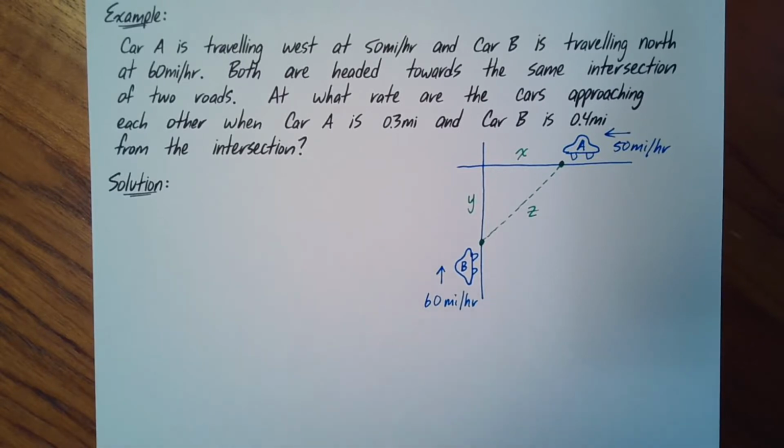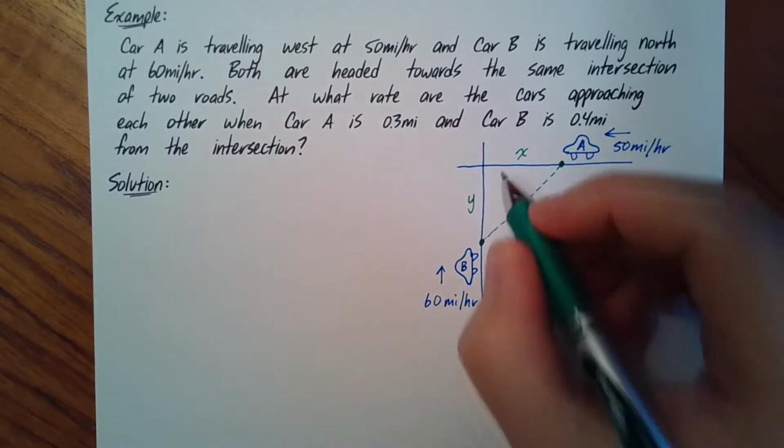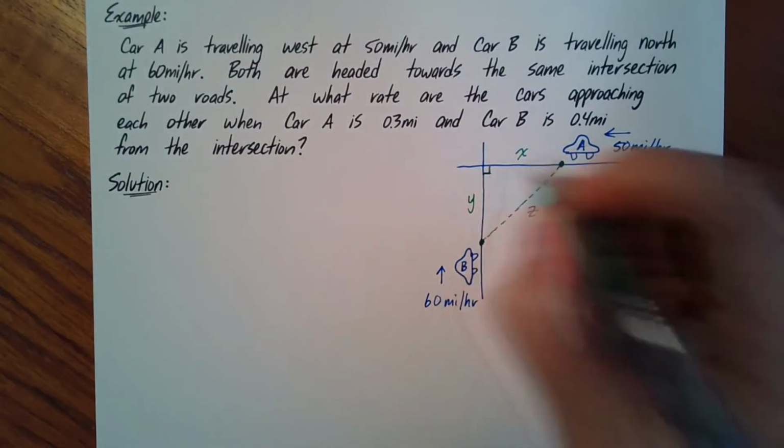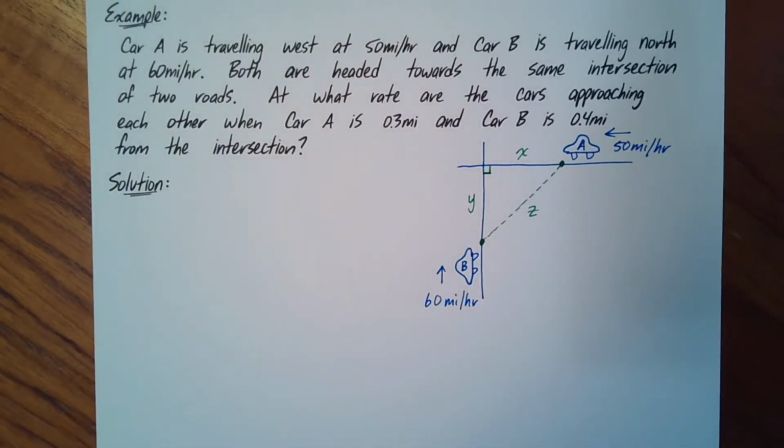And since it's an intersection, it doesn't strictly say it in the question, but I think it's fairly reasonable to assume that the two roads intersect at a 90-degree angle, unless stated otherwise. If you're given a problem with an intersection involved with two roads, because this is a popular template for related rates problems, assume that the roads intersect at a right angle. That's usually going to be important.